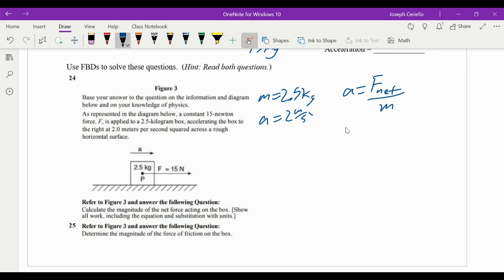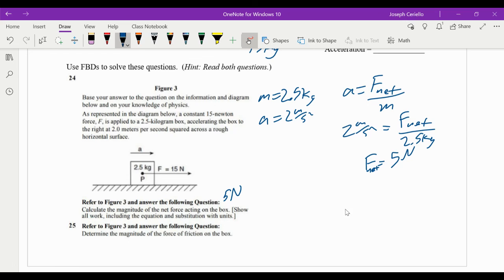This is very similar to what we did last class. F net is equal to 5 newtons. All right, so that's the first part, 5 newtons. Now determine the magnitude of the force of friction acting on the box. Again, you know that F net is equal to 5. You know that there is 15 pulling forward, so how much has to be pulling back to give you a total of 5? You could say 10.